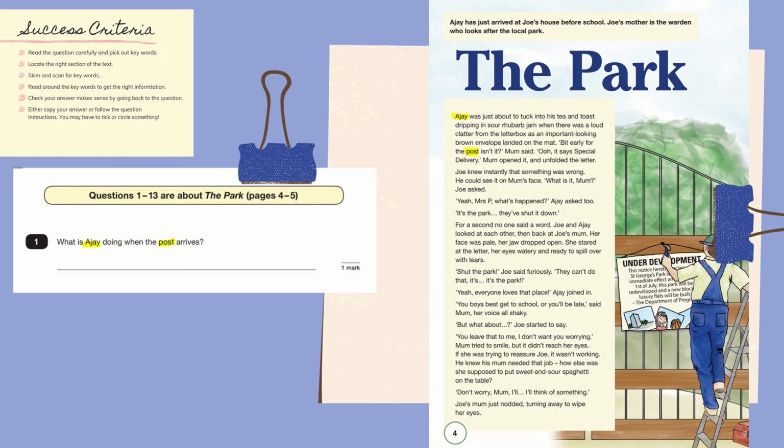AJ was just about to tuck into his tea and toast. So he's just about to eat his breakfast. So let's see. What is AJ doing when the post arrives? He's just about to eat his breakfast. So I've checked my answer makes sense, and I don't want to copy all of that because it's a bit long. So I'm just going to paraphrase it, which means I'm going to put it into my own words and just say he was just about to eat his breakfast.